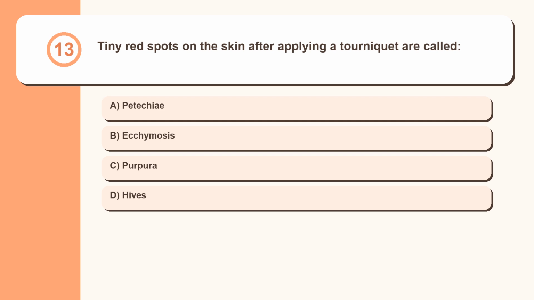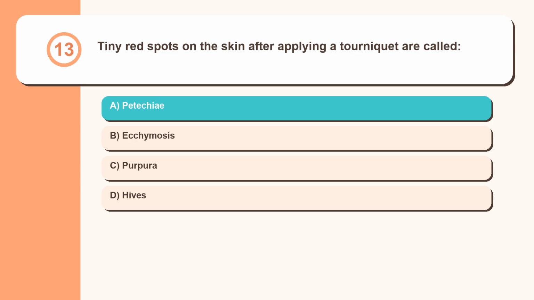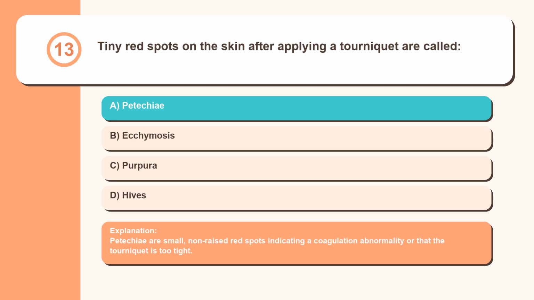Question 13. Tiny red spots on the skin after applying a tourniquet are called petechiae, ecchymosis, purpura, hives. Petechiae are small, non-raised red spots indicating a coagulation abnormality or that the tourniquet is too tight.